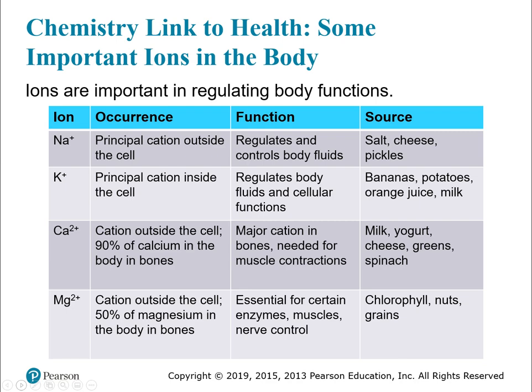Other sources of calcium include cheese, which has milk in it, right? Greens, so leafy greens, spinach. Magnesium is important as well. It's important in a lot of places for enzymes to function, which enzymes are just proteins that do chemistry. Muscles, nerve control. Magnesium is important for the structure of your DNA in your cells, so the blueprint of how to make you and sustain you. And you can find that in chlorophyll, nuts, grains. So ions are very important. They have a huge role in maintaining homeostasis, or just the regular overall functions of being you.